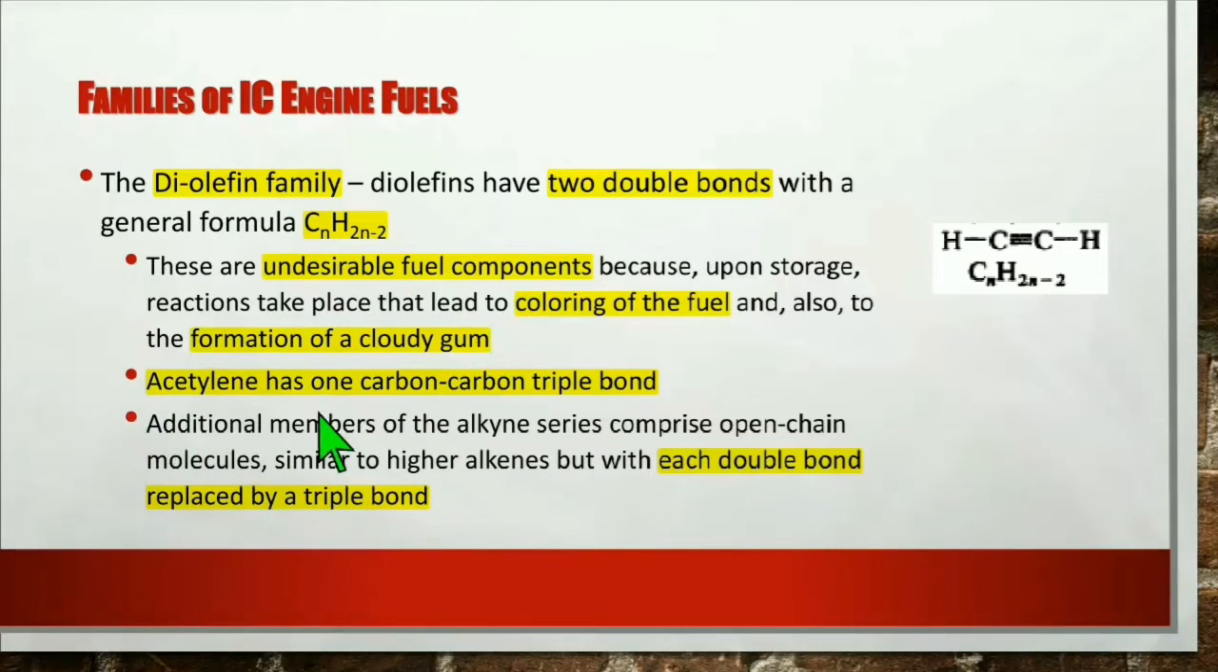Acetylene has one carbon-carbon triple bond. Additional members of the alkyne series comprise open chain molecules similar to higher alkenes but with each double bond replaced by a triple bond.